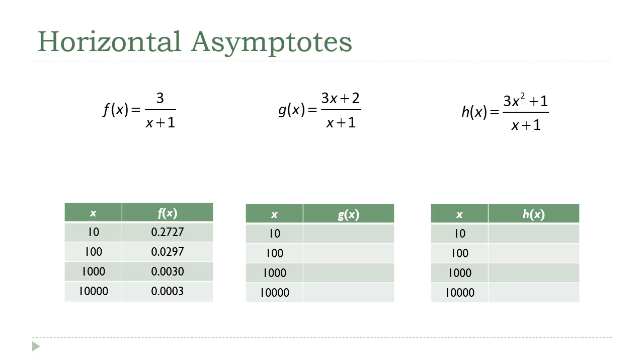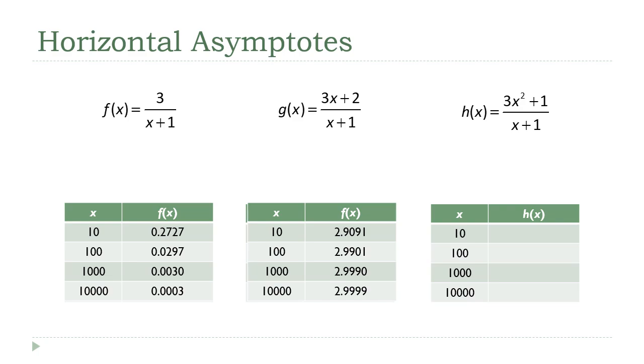Now let's take a look at this one, the middle one, 3x plus 2 over x plus 1. If you do these substitutions here, something different's happening. You get 2.9091, 2.9901, 2.9990, 2.99999. So if you look at these, the first one, 2.9091, that's kind of close to 3. 2.99, that's even closer to 3. 2.999, closer still, and so on. So the function values appear to be getting really close to 3.